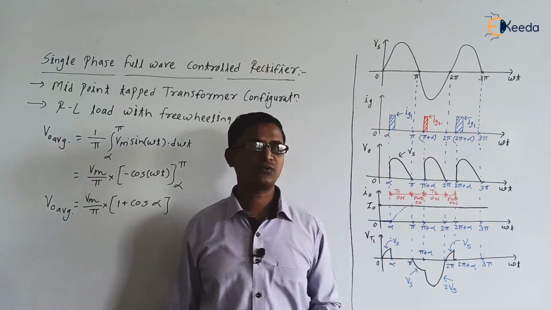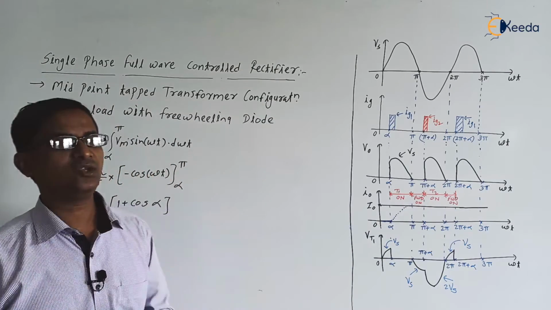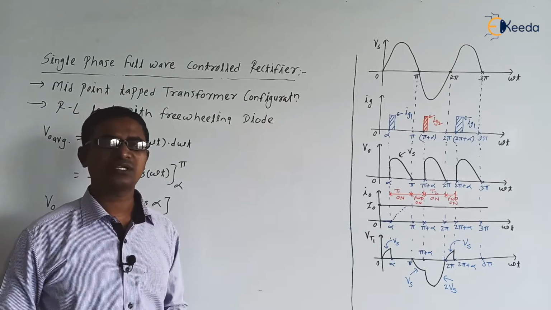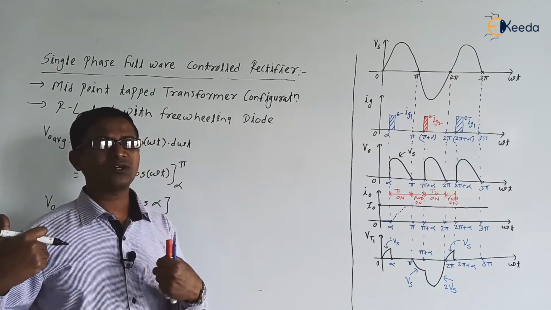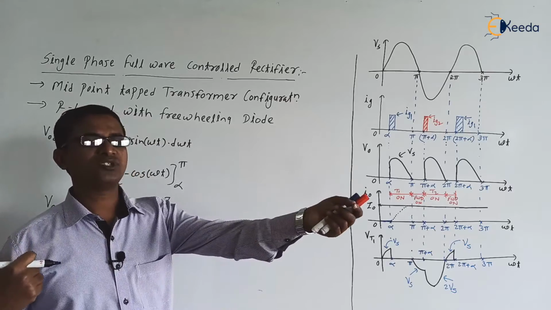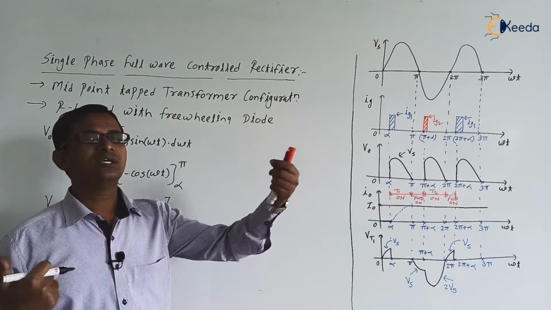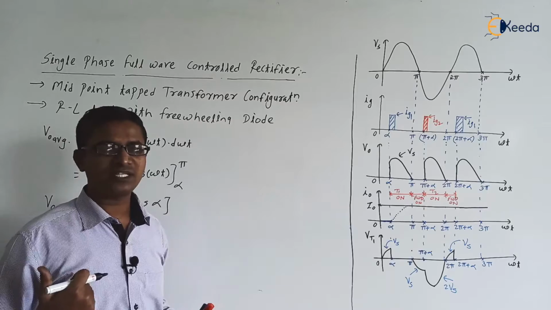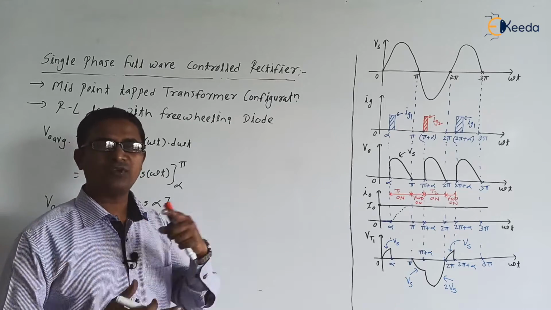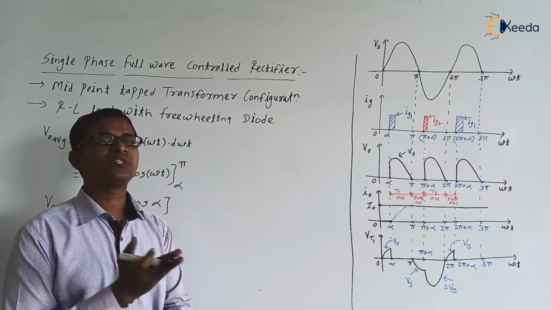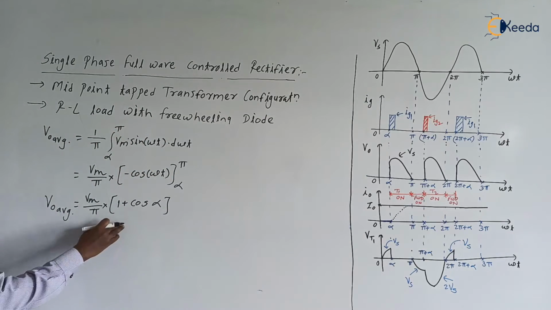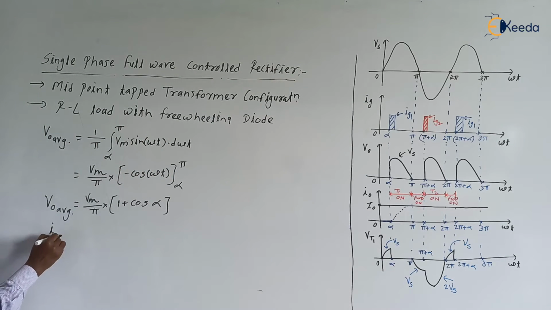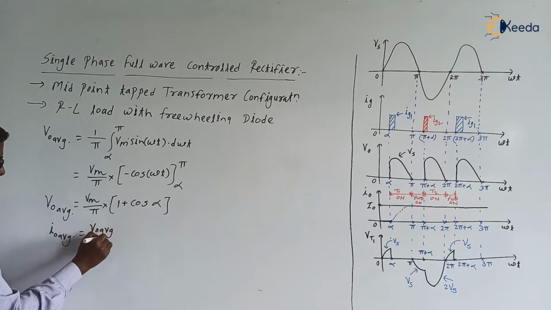Next, what is the I0 average? The load is RL load. What is the average voltage across the inductor? It is 0, because when the inductor stores energy, the polarity of the voltage across it is positive on the right side terminal and negative on the left side terminal. But when it releases the energy, the polarity is reversed. So the resultant average voltage will be 0. So I0 average is equal to V0 average by R.